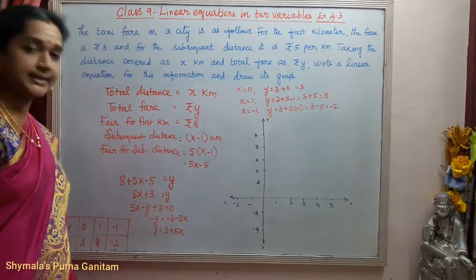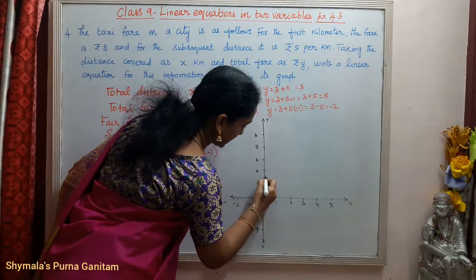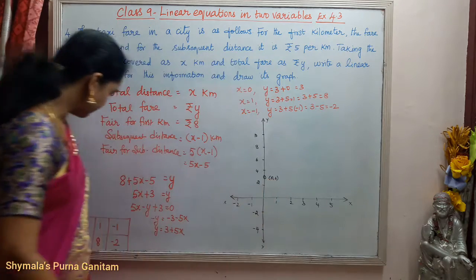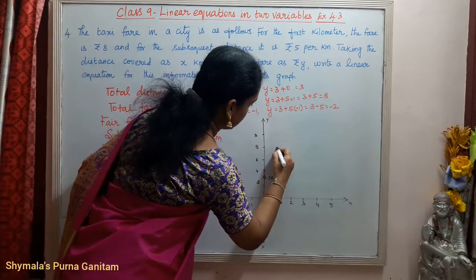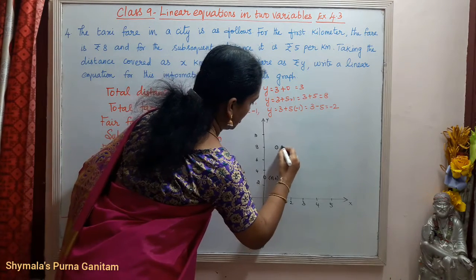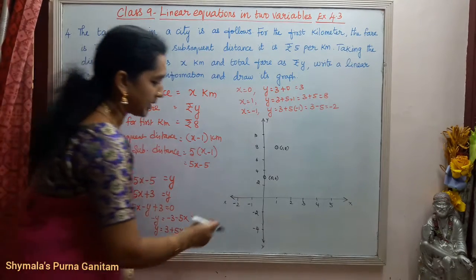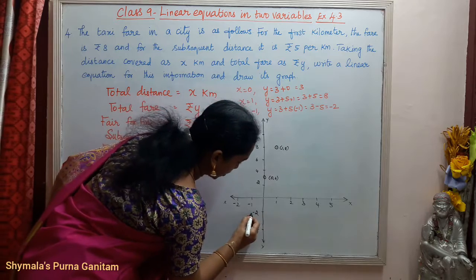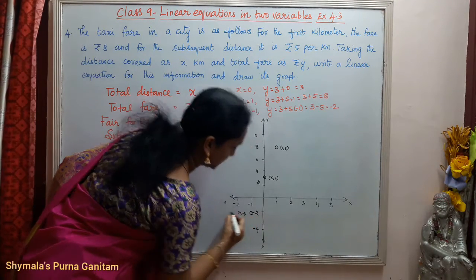So the first point is 0, 3. So 0 on the x-axis and 3 will be here, this point. So this is the point 0, 3. Then 1, 8 will be this point. Then the next one will be minus 1, minus 2. So this is minus 1 on the x-axis and minus 2 on the y-axis.